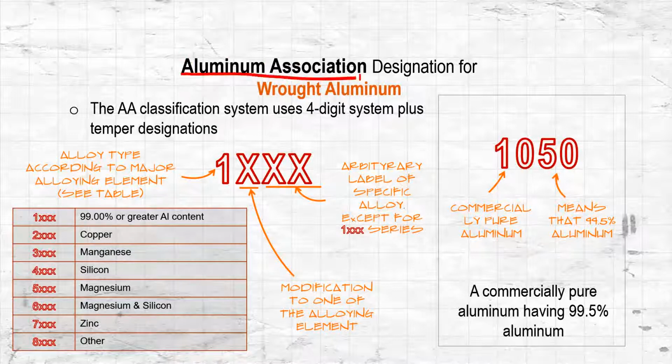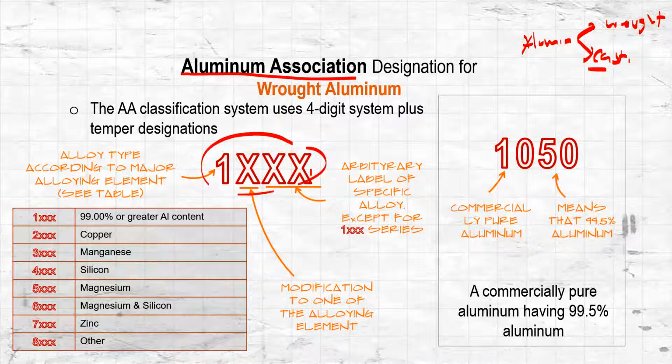Okay, now in terms of designations, the ones commonly used for aluminum is the Aluminum Association. Okay, and recall that for aluminum, it's classified as either wrought or cast. Okay, so for wrought aluminum, the classification is something like this, which is somehow similar to the carbon steels. So we have a 4-digit system plus tempered designations.